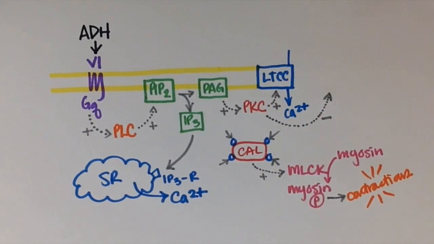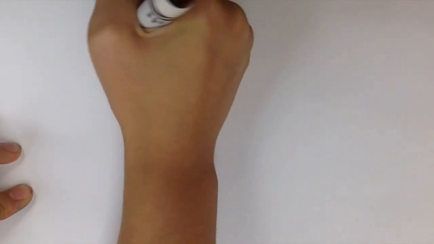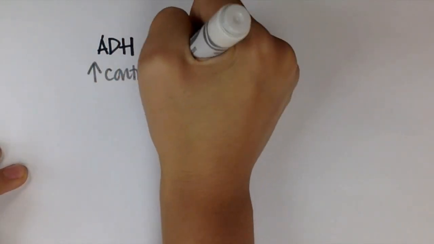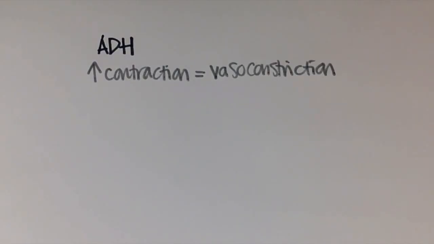PKC also acts to decrease the activation of potassium channels, such that potassium does not leave the cells readily, increasing the length of depolarization and allowing the LTCCs to stay open longer, resulting in a larger influx of calcium. The effects of IP3 on the SR and diacylglycerol on the LTCCs and potassium channels all allow for greater contraction of the smooth muscle. The net effect is vasoconstriction in the arterioles.